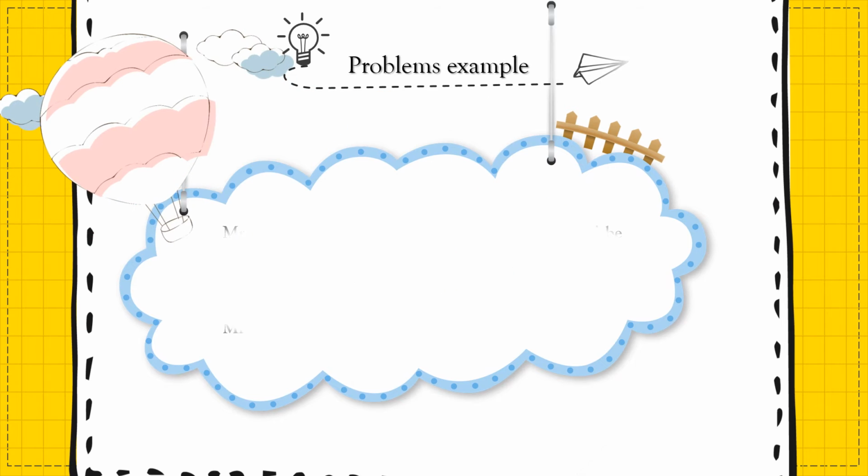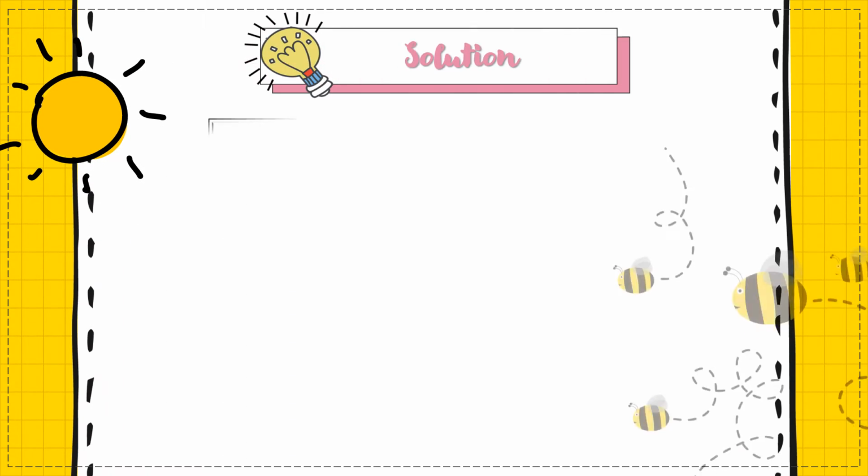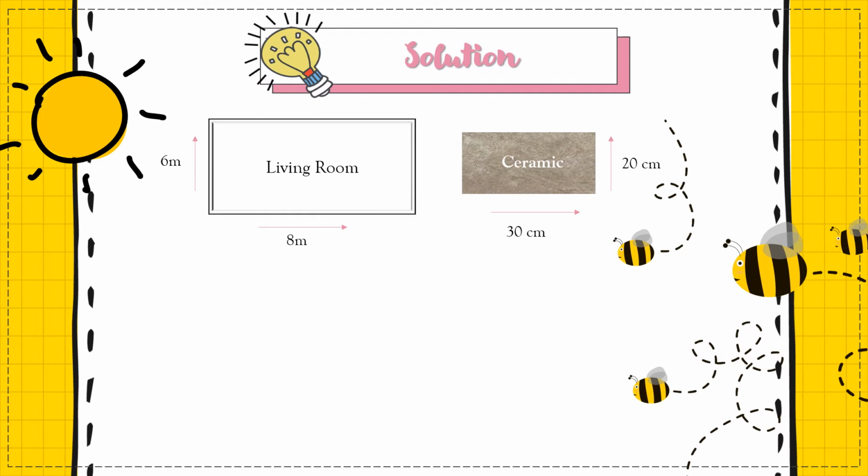Problem example. Mr. Ahmad's living room measuring 8 meters by 6 meters will be installed with ceramic. If the size of the ceramic to be installed is 30 cm by 20 cm, how many ceramic does Mr. Ahmad need? Solution. It is known that the length of the living room is 8 meter and the width is 6 meter, while the length of the ceramic is 30 cm and the width is 20 cm.